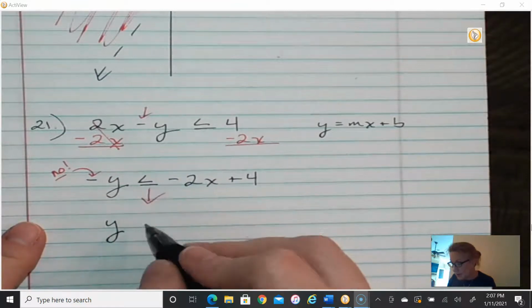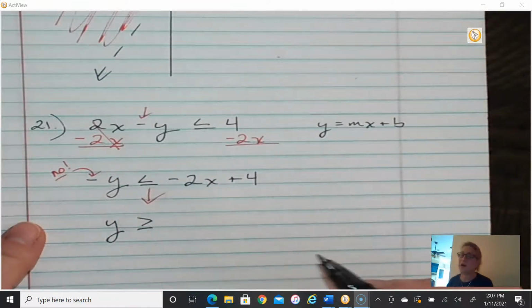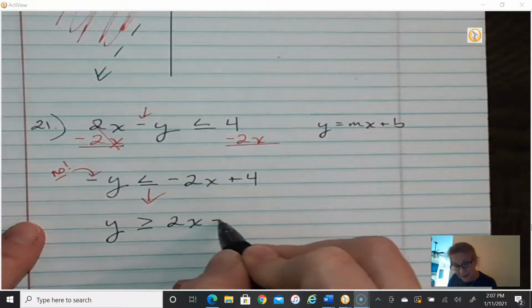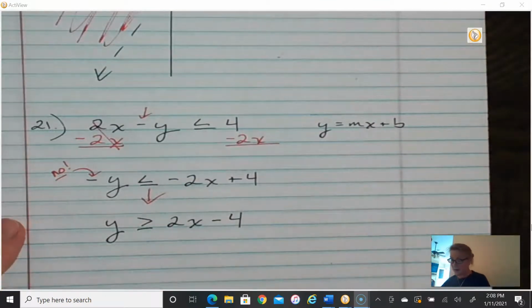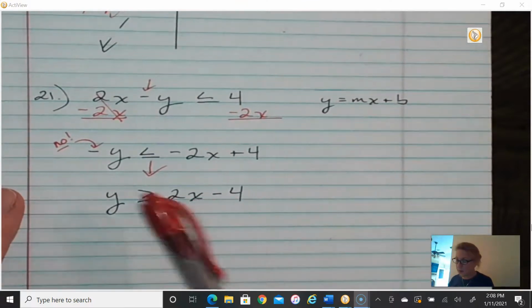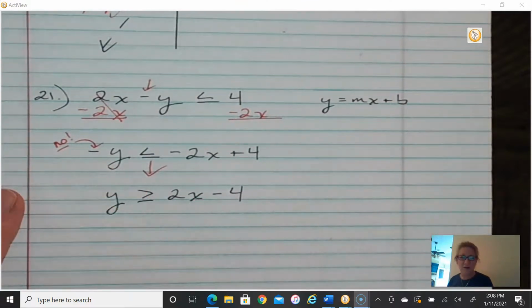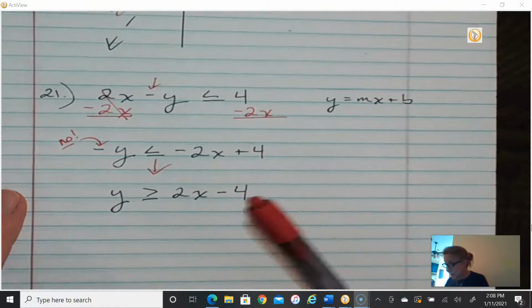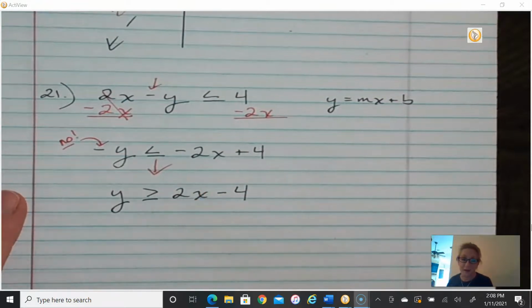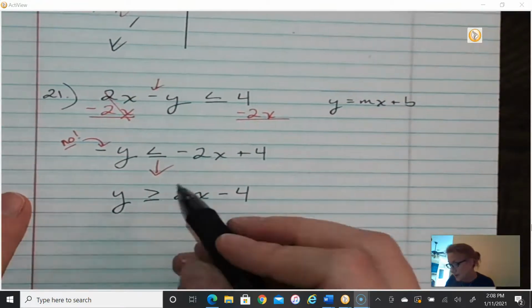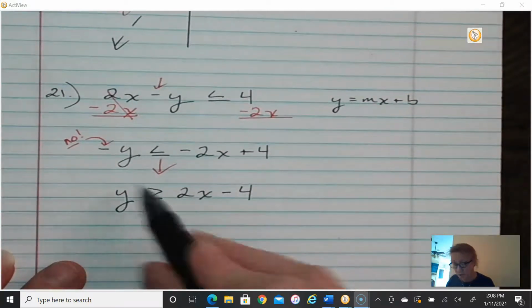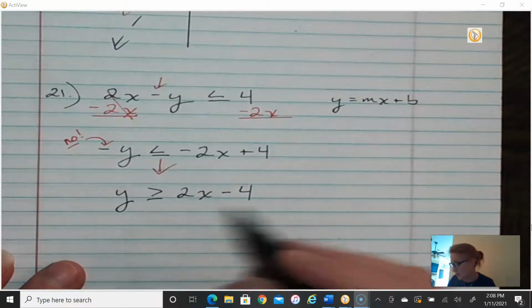So it's y, that becomes positive, positive. That becomes greater than or equal to positive 2x minus 4. Okay, so check that out. Don't forget, when you multiply or divide by a negative on both sides, you have to change that inequality. I'm sure y'all remember. But just in case, now you know. Anyway, so there's our equation there.